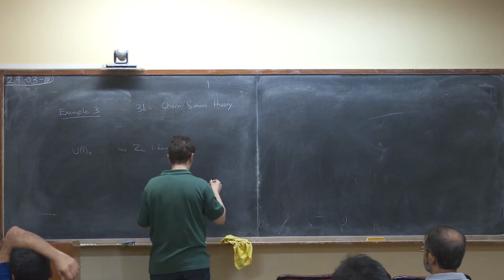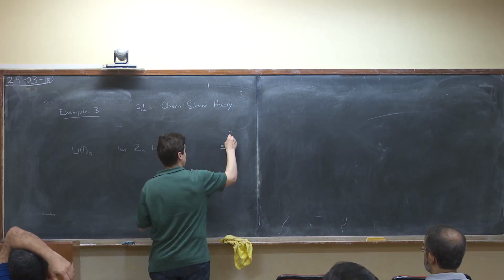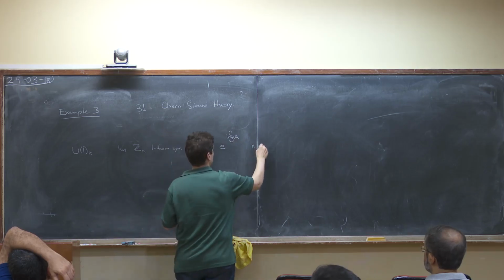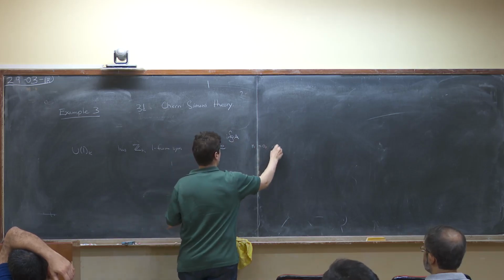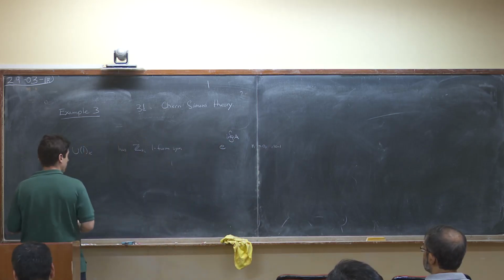What are the symmetry defects? They're just the Wilson lines, where n goes from 0 to k minus 1. So they're just the complete set of Wilson lines.